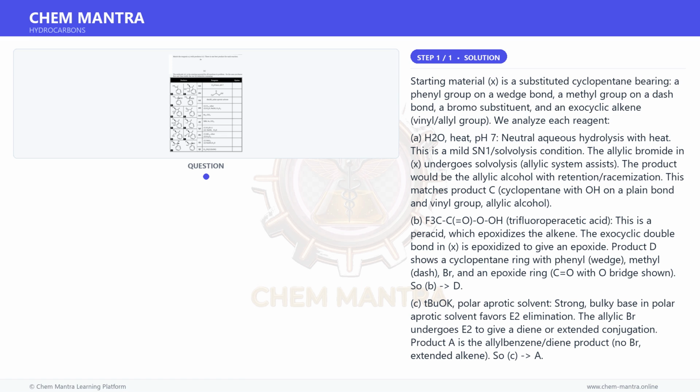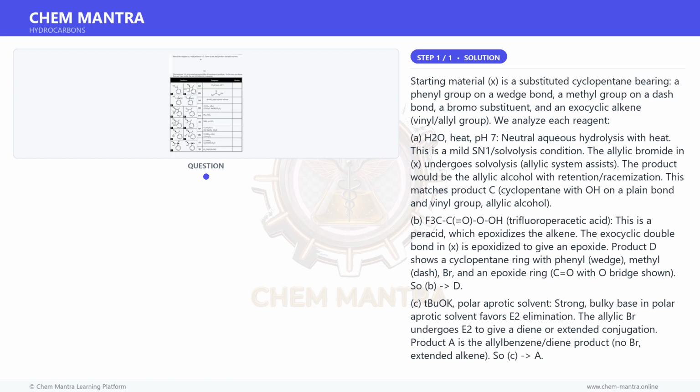So, I matches B. J: H2, Pd/C, catalytic hydrogenation removes the double bond and can also hydrogenolyze the allylic C-Br bond. Both the alkene and the C-Br bond are reduced. Product G shows the cyclopentane with phenyl on a wedge, methyl, and an ethyl or propyl group, with no Br and no double bond, fully saturated. So, J matches G.